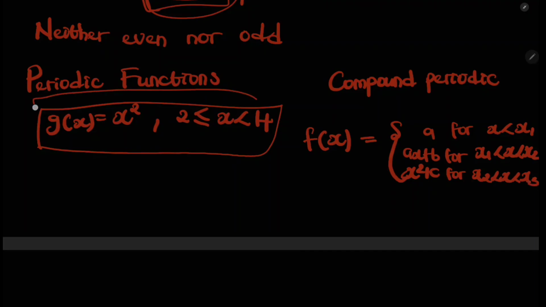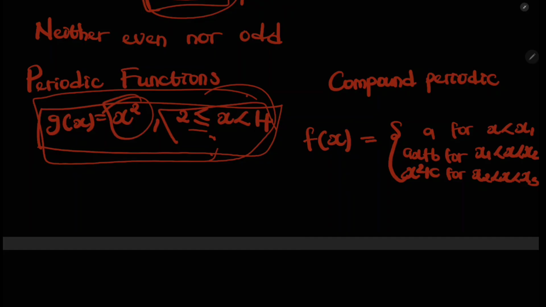So here we had only a single definition. Here we have only a single definition. We had only one range with one definition. But here we have different ranges with different definitions. So that is a compound function. Okay, let me just take an example at once.